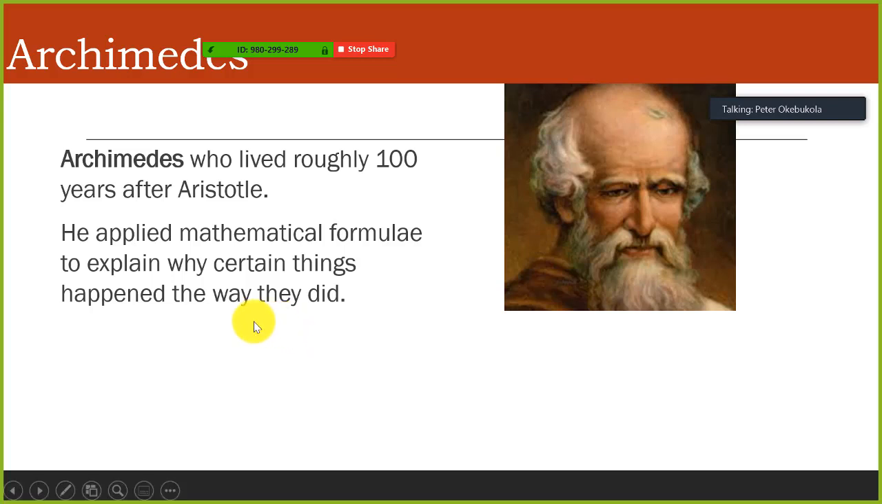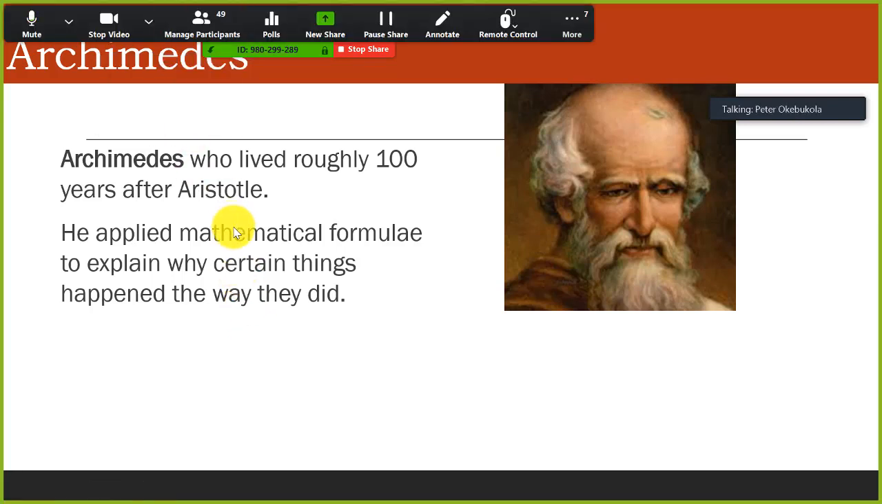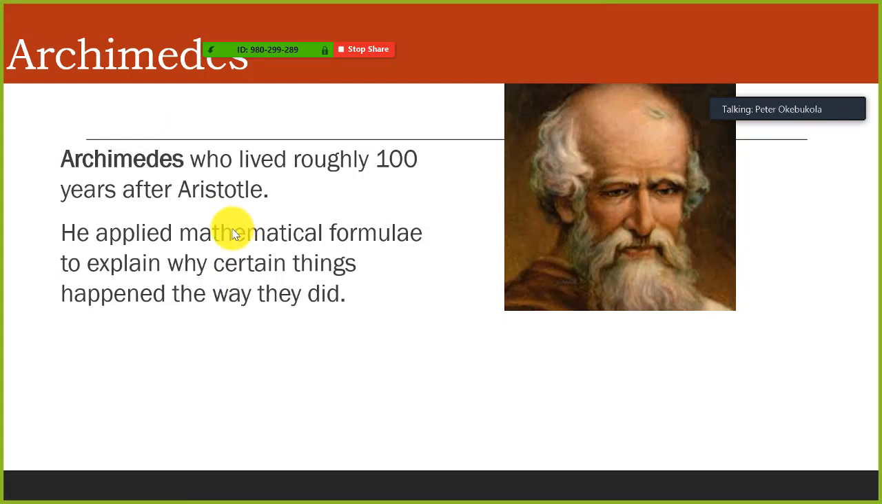The Eureka story: he went into the bath, he was trying to find out the weight of an irregular object, and he saw that water was spilling. He said, oh yeah, this is a way in which I can find the volume of an irregular object. If I can take the water that spills out of the bath and measure it, that will give me the volume of the object. So these people were quite creative, very innovative.